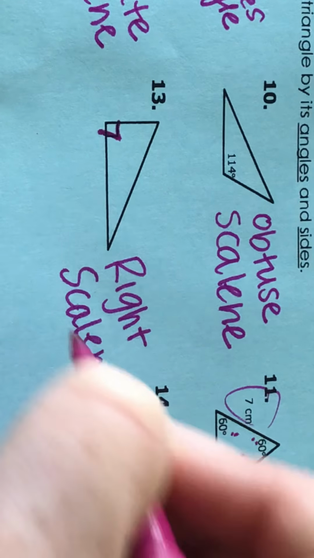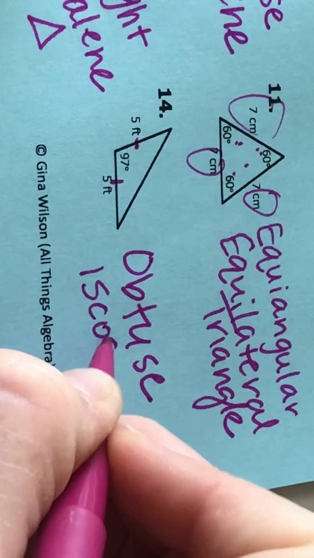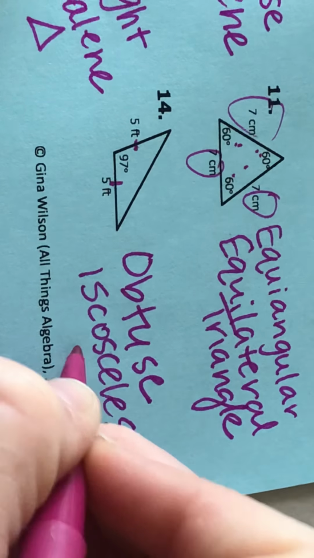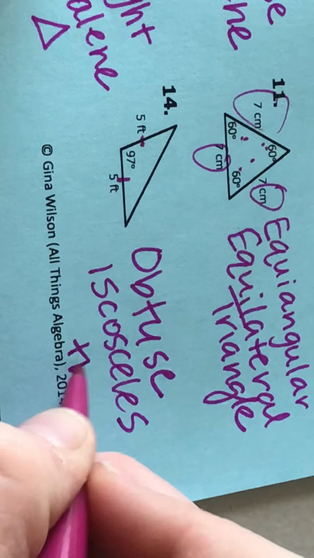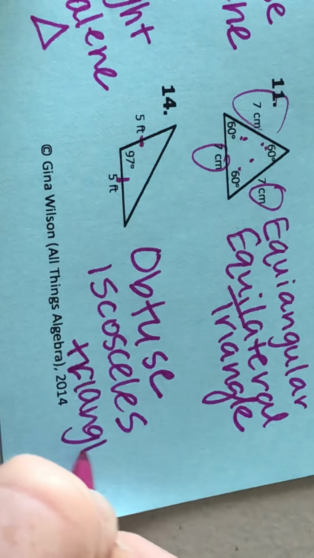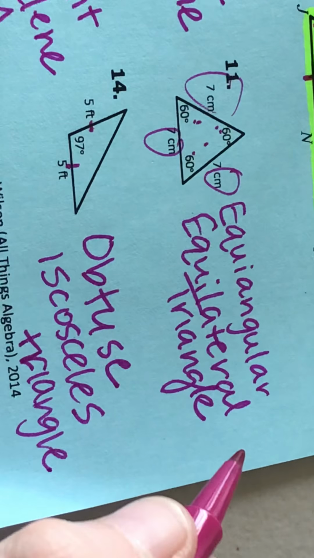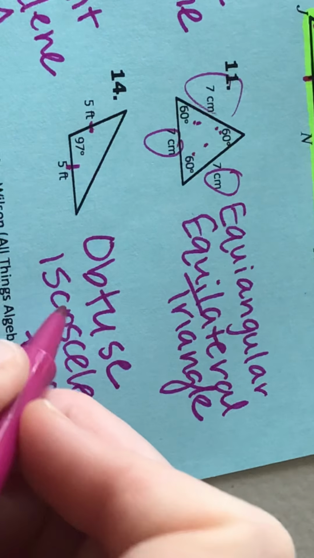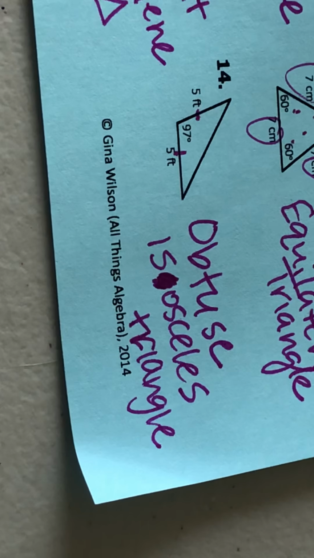All right, and then 14, we see 97 degrees. So classifying by angles, that's greater than 90. That makes this obtuse. And then we have 2 congruent sides only that are given to us. So isosceles triangle. I think I spelled that wrong. I-S-O-S. Whoops. Isosceles. There we go. Okay, that's it for the first page.